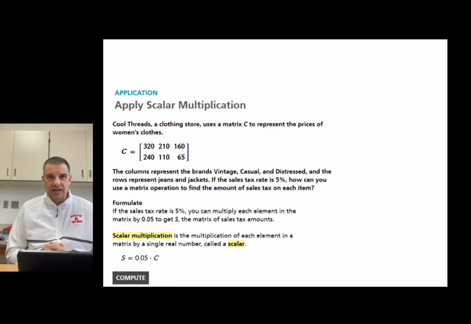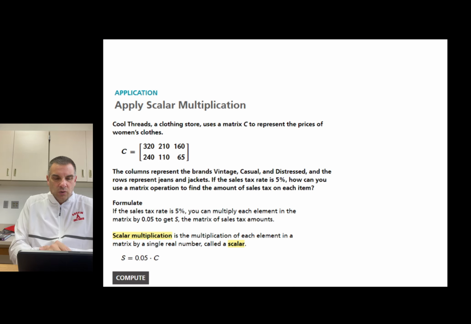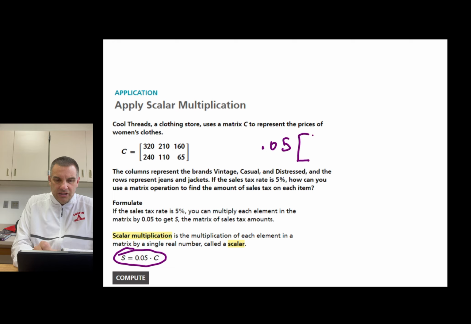In this case, our scalar is 0.05. So we're going to take 0.05 times our matrix. Essentially what we're doing with this one is we're going to say 0.05 times each of these pieces: 320, 240, 210, 110, 160, and 65.